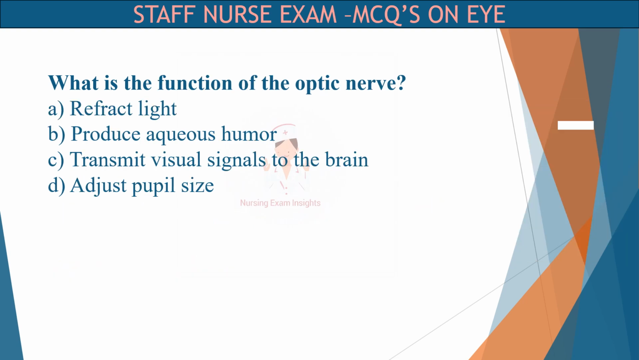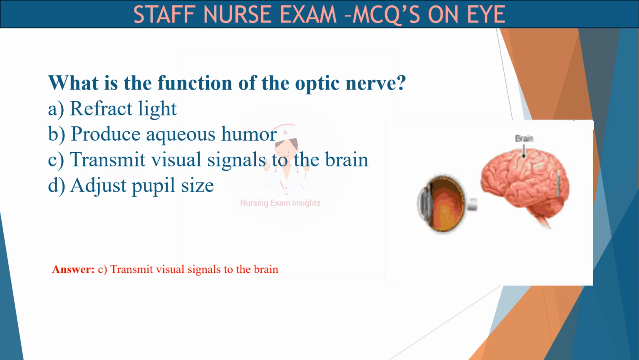What is the function of the optic nerve? Options are A. Refract light, B. Produce aqueous humor, C. Transmit visual signals to the brain, D. Adjust pupil size. The answer is C. Transmit visual signals to the brain.